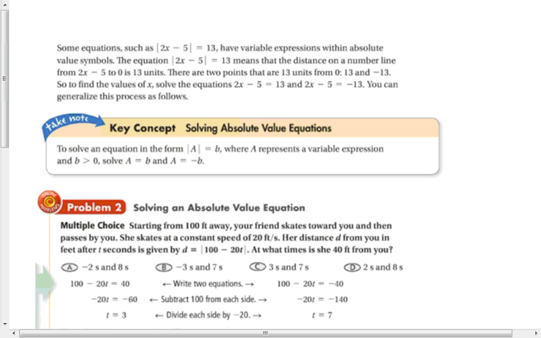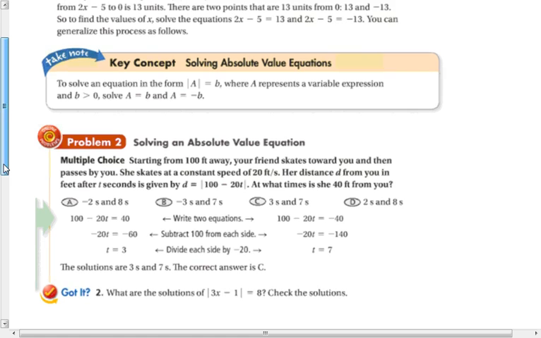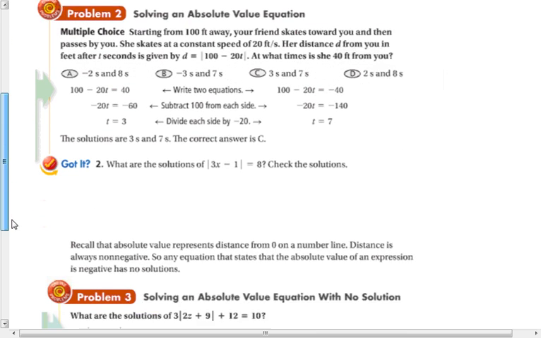In some equations, you're going to have an expression inside like this. And that means that that expression can either be to the left of 0 or to the right of 0, this many units. So when you solve, you have to solve both parts of an equation like that.